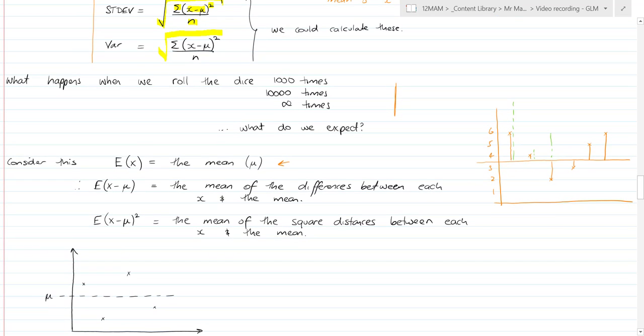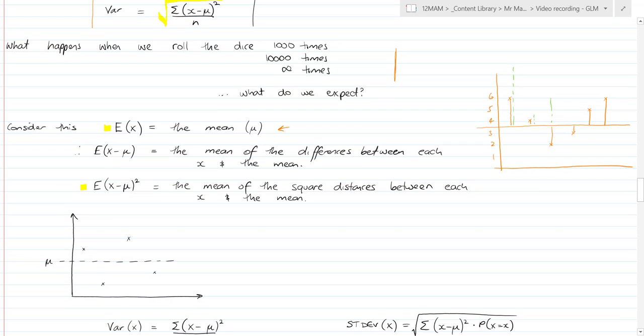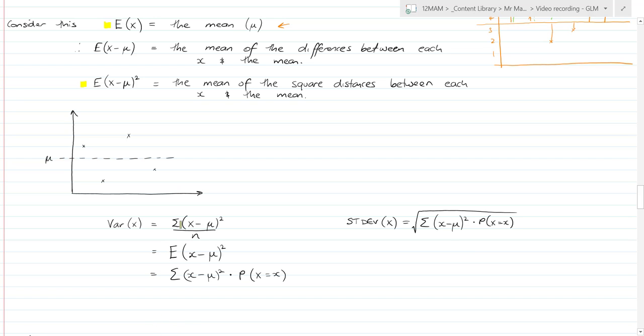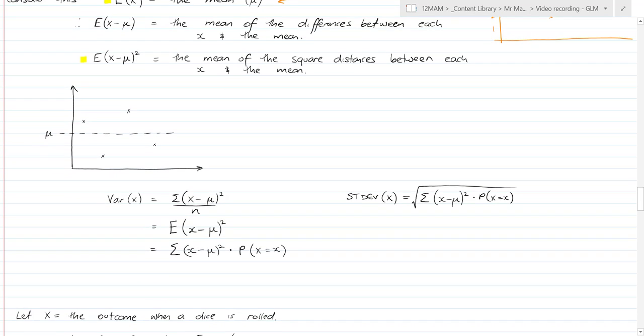So we have here, this is what you need to consider. We know how to do the expected x, but if we actually work out the expected x minus mu squared, that means something that's really quite helpful. Variance is equal to the expected x minus mu squared, because that is going to be our average difference squared. And then we can break that down using our expected value formula to get this. And that's how we can calculate our variance.